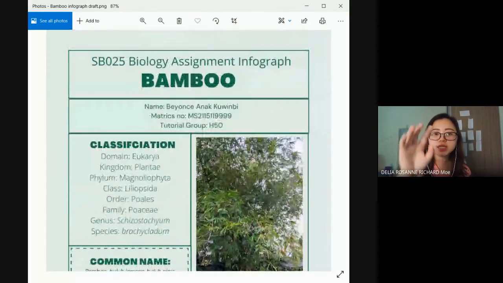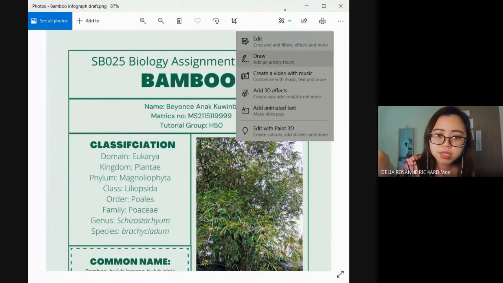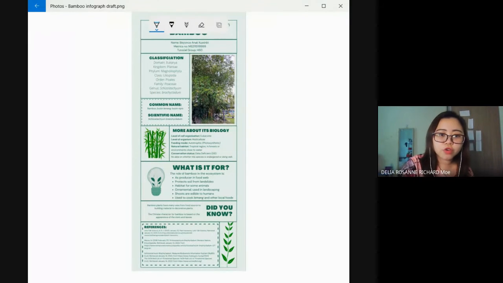Of course, this assignment is not perfect. They do have some mistakes here. So, for example, damn it, I cannot zoom. Oh no, I cannot zoom.